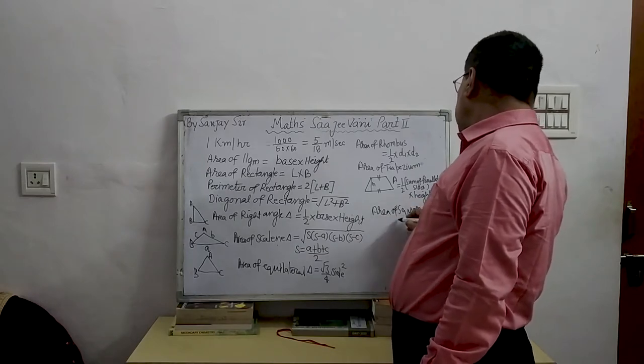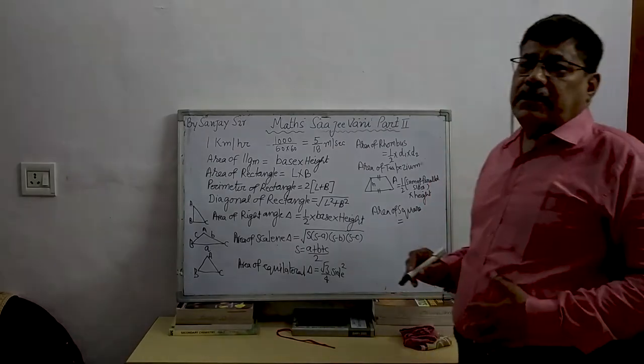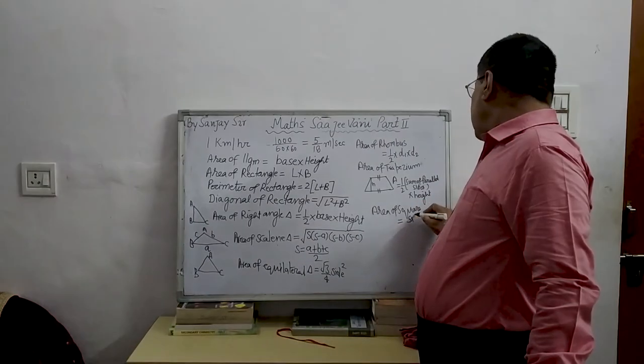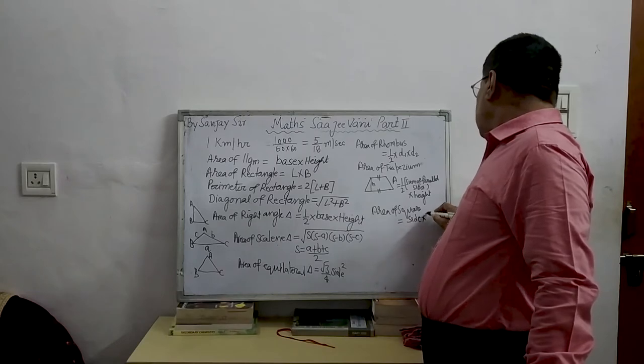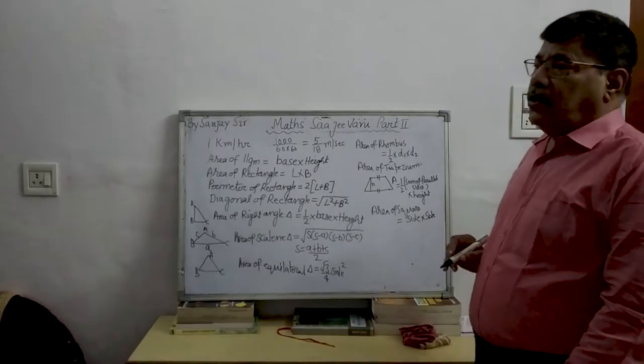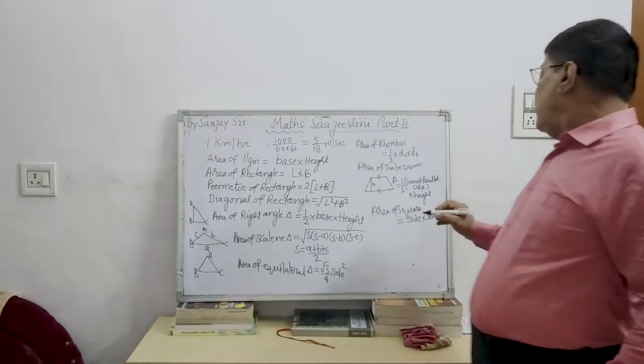In a square all sides are equal, and each angle is 90 degrees. So its area is found by side into side. Clear? Now what is the perimeter of a square?